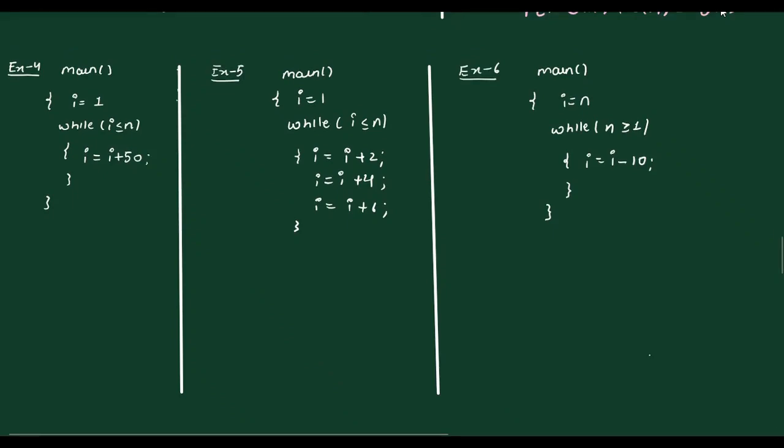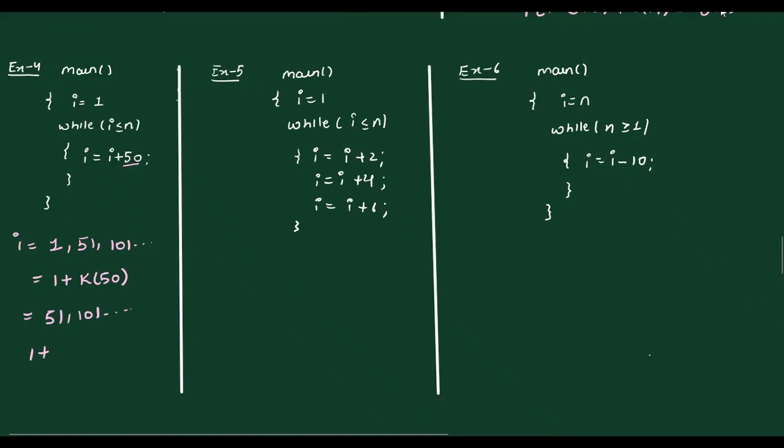So let us look at the fourth question. In the fourth question, there is a variable i starting from 1, and we are running this loop while the value of i is less than n, and each time we are adding 50 to the current value of i, right? That is, i is 1, then it becomes 51, then it becomes 101, or in general it becomes 1 plus k times 50. So if you put k equals 1, you will get 51.